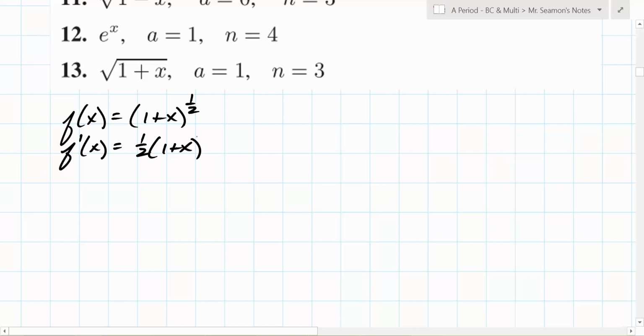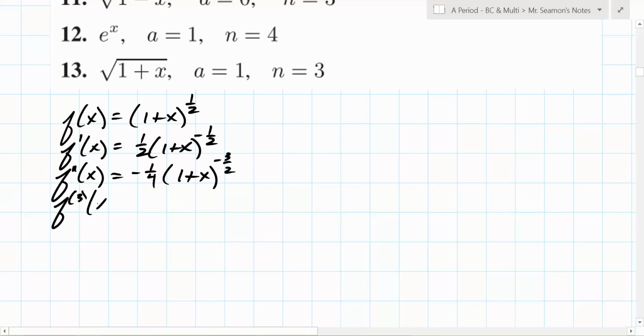Yeah, well, there you go. Luckily, do we have to use the chain rule in any appreciable manner? We're technically using it. What are we kicking out? We're kicking out a 1. We're going to write that in. And then f double prime is going to be negative 1/4, 1 plus x to the negative 3/2. F3, what's that going to be? Yeah, it's going to be 3/8, 1 plus x to the negative 5/2.